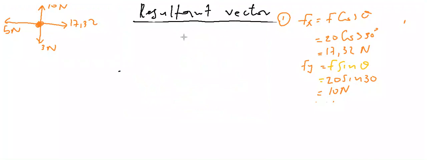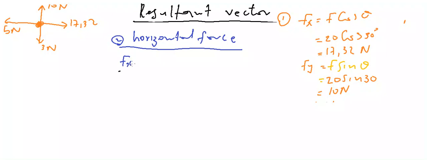Now we have forces that are going up, forces that are going down, forces that are going right, and forces that are going to the left side, which means let's combine the forces. Step number 2, combine horizontal forces alone. Combine vertical forces alone. That is step number 2. Let's combine them now, starting with the horizontal forces.